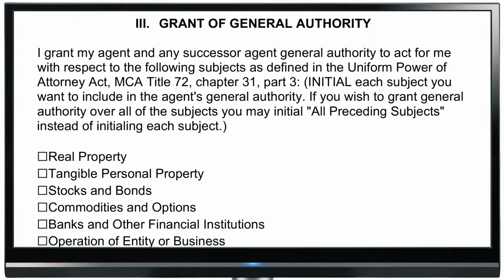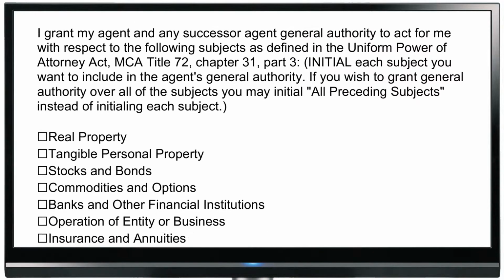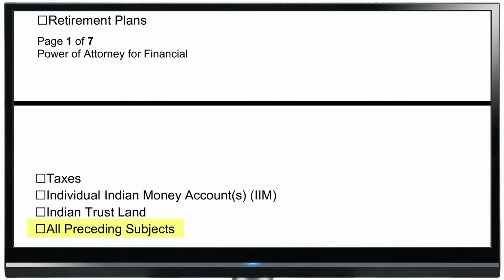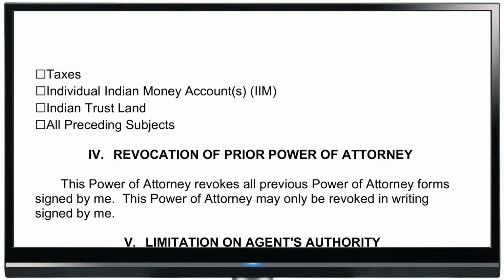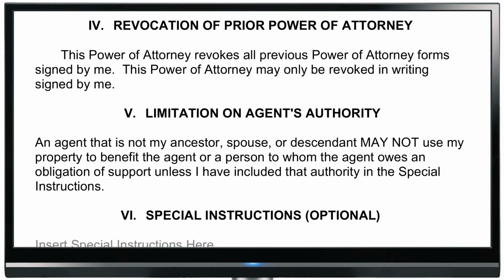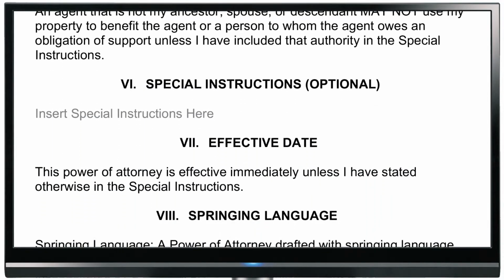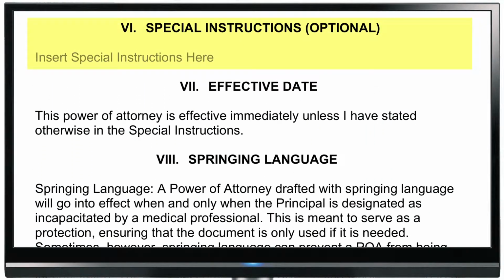A list of financial subjects is provided, so make sure the senior selects the subjects they desire or simply selects all preceding subjects. This list is not all-inclusive, so situations can be added if need be. If any protective measures are requested, they must be manually entered into the document. These can be included in the Special Instructions section.